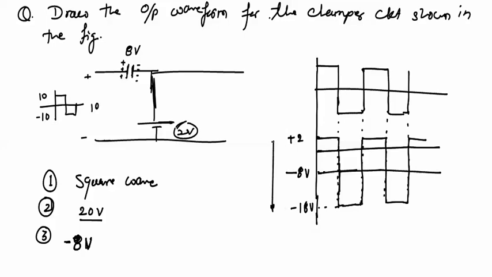We can see that the peak to peak value is 20 volt, and the waveform is oscillating around this reference, which is at minus 8 volt, so that will be its DC value, and the shape of the waveform is exactly the shape of the input waveform.